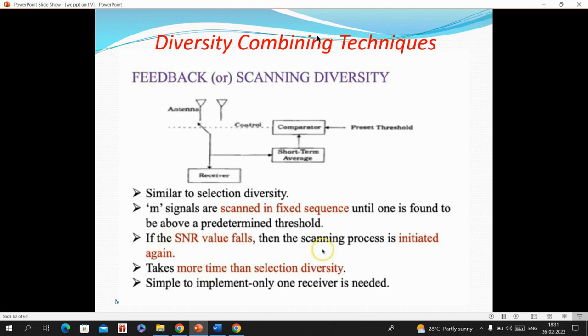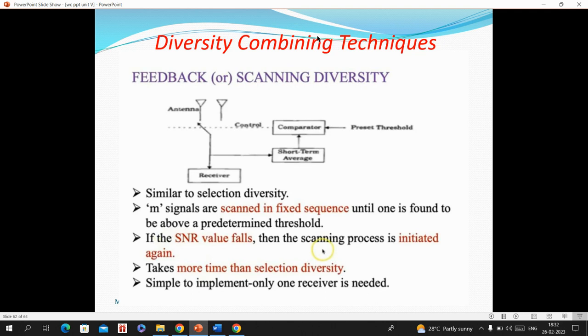The second diversity concept is scanning diversity. Here the receiver is going to scan for m number of signals. We are setting one threshold value with the help of a comparator. Among the m signals, the signal which has a value greater than the threshold has to be detected at the receiver. With the help of that signal, we are going to extract the original information.